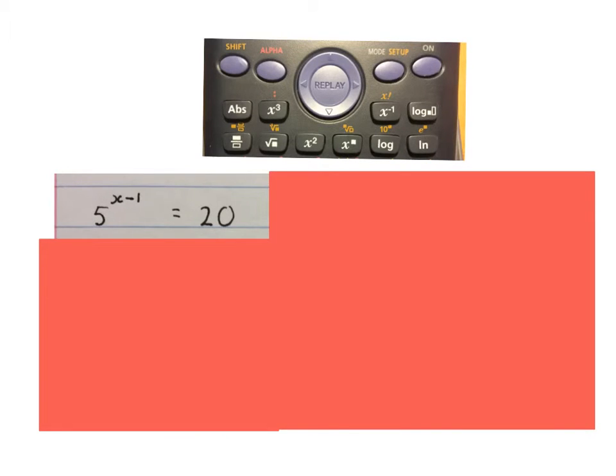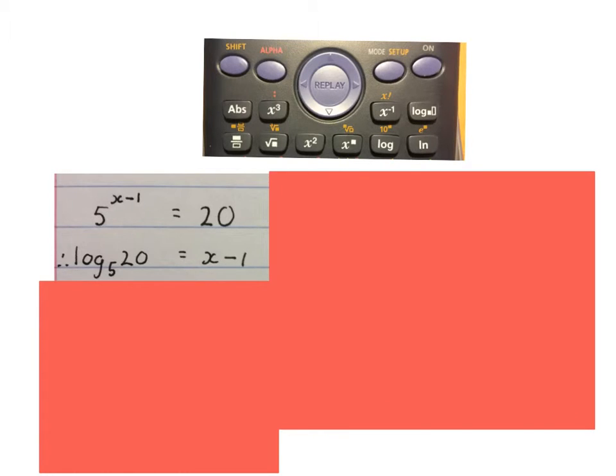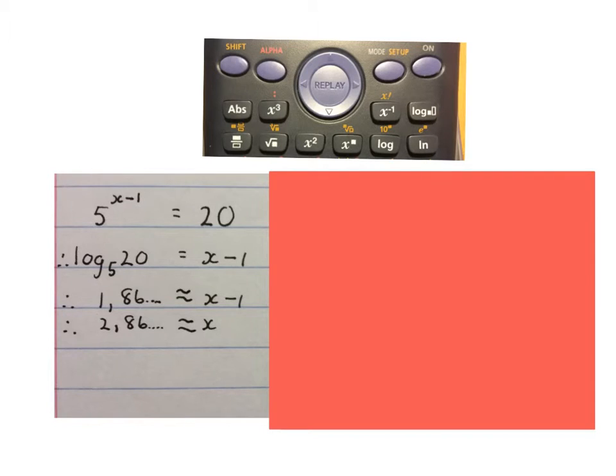Here again it says solve for x. Use a calculator. Got 5 to the power of x minus 1 equals to 20. The shorter method, you write it in log form. You put log, put the 5 as your base. Keep the 20 that was far close and take this exponent and put it alone on this side. Then push this into this button. That'll give me 1,86. Then we plus 1 on both sides, and the final answer is 2,86. Rounded off is your answer for x. All depends how many places they want you to round off to.